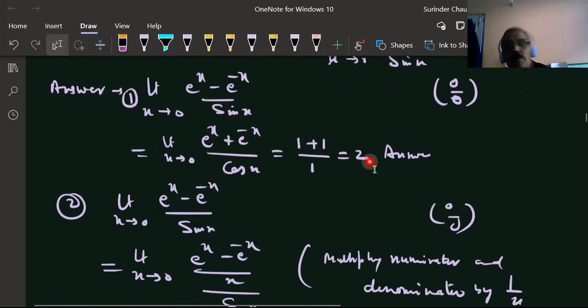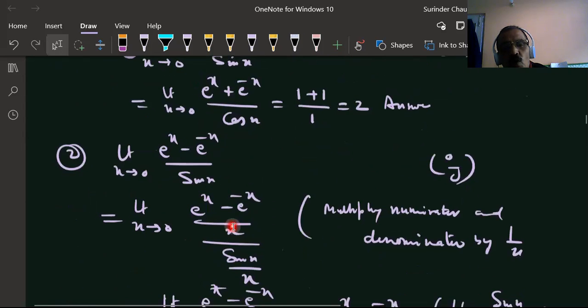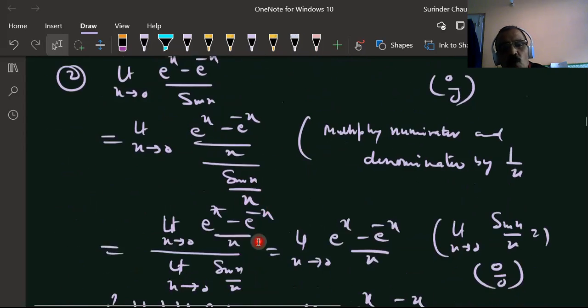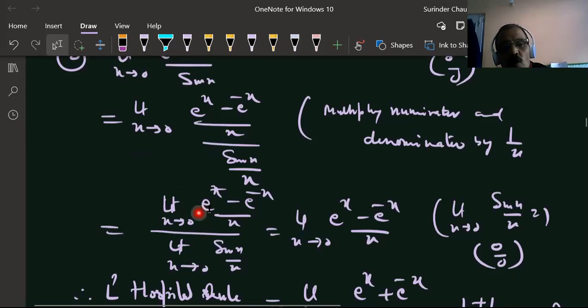Or we can solve it another way, because sin x is there and we can use the formula sin x upon x. Second method to solve the same problem: limit x to 0 of (e^x minus e^(-x)) upon sin x. We divide the numerator by x and the denominator by x. Now this is one function, this is one function, so the limit of the quotient function is the limit of the numerator upon the limit of the denominator.